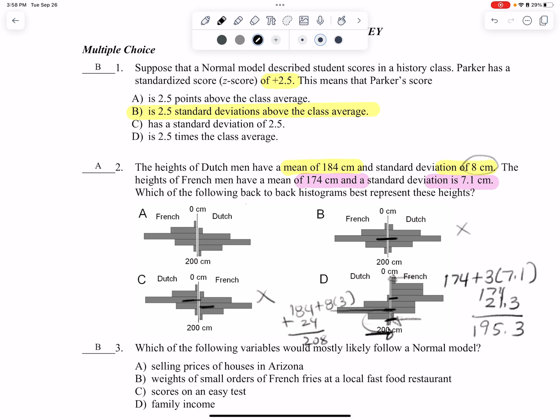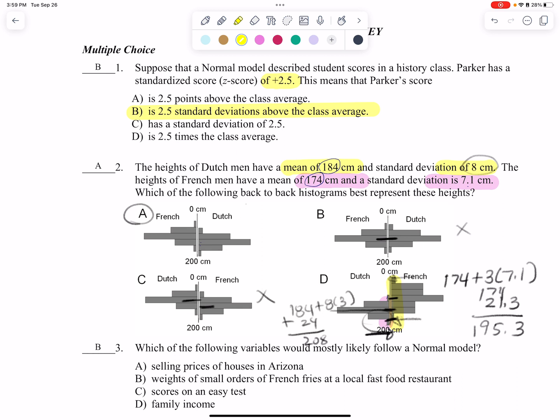If you do the same thing here, you're going to get the right answer, because you can see that the Dutch is slightly higher than the French, which is what we have here, and the spread is really similar. The Dutch is going to be a little bit more spread out than the French, but you can see on this one, that was part of the problem, the Dutch was only this far, yet the French were this far.